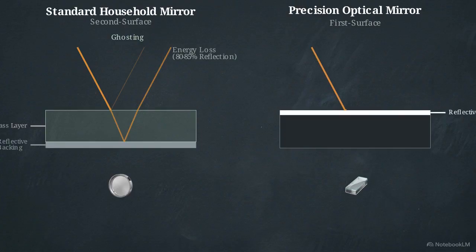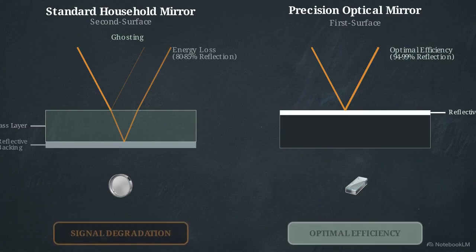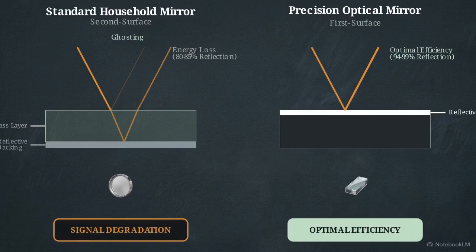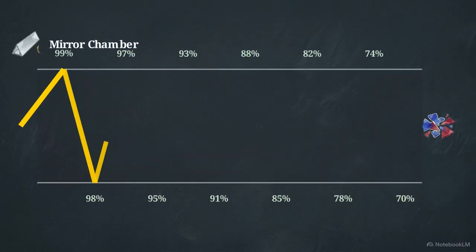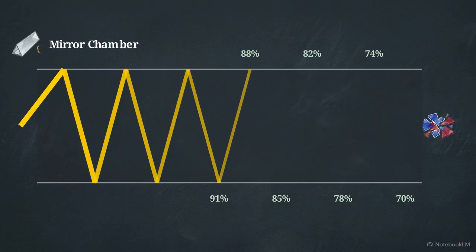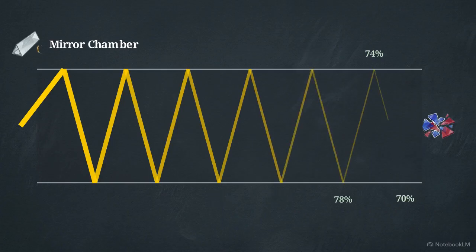A precision optical instrument requires a first surface mirror. Here, the reflective coating is applied to the top layer. Light bounces directly off the surface, returning 94 to 99% of the incoming energy. That 10% difference dictates the viability of the entire system. When light bounces back and forth dozens of times inside a closed tube, even a small drop in efficiency compounds, causing the image to fade.